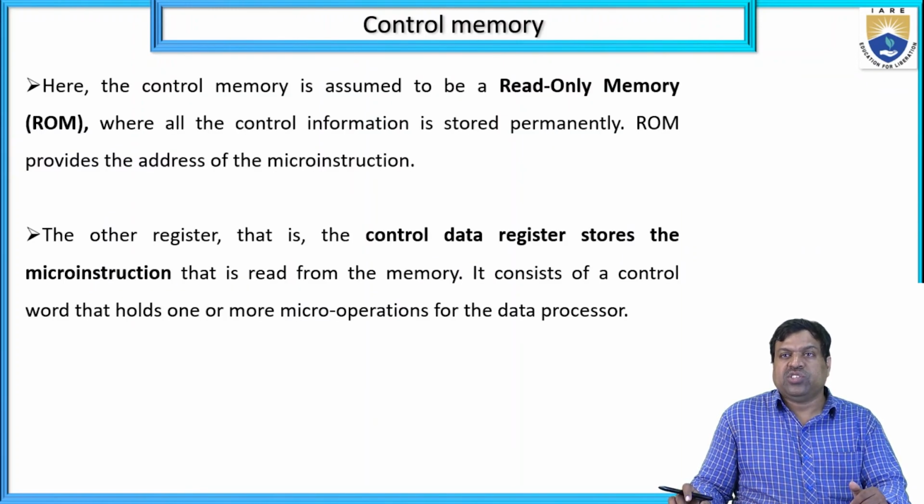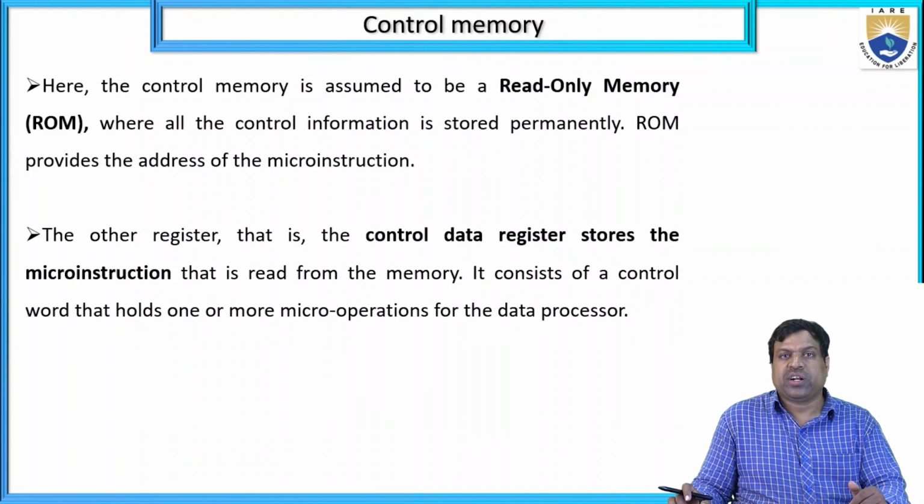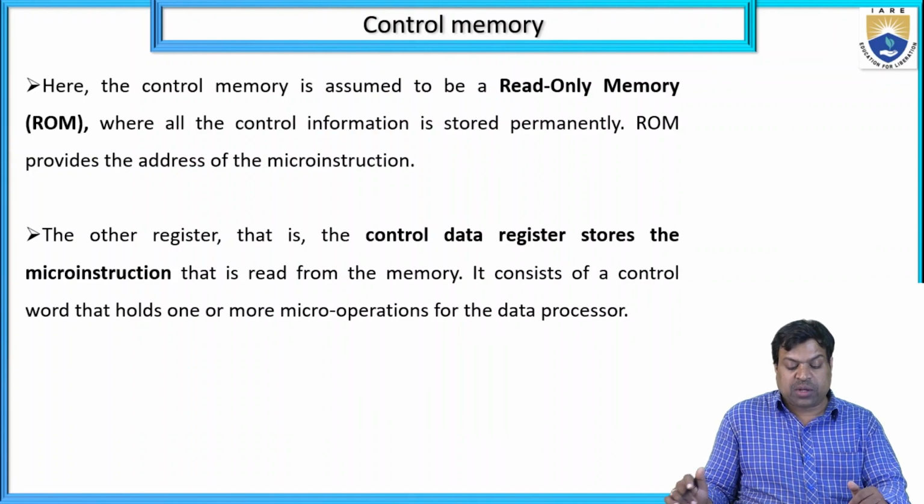Here, the control memory is assumed to be a read-only memory. There, the control information is stored permanently. ROM provides the address of the micro instruction. The other register, that is the control data register, stores the micro instruction that is read from the memory, and it consists of a control word that holds one or more micro operations for the data processor.